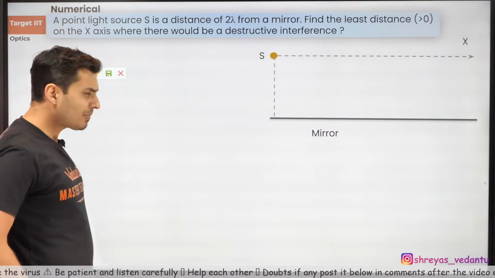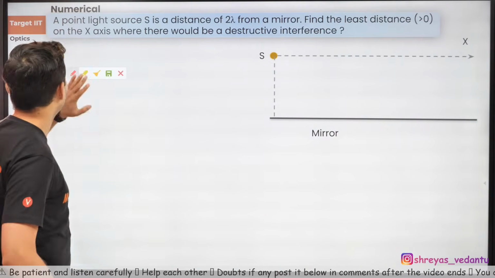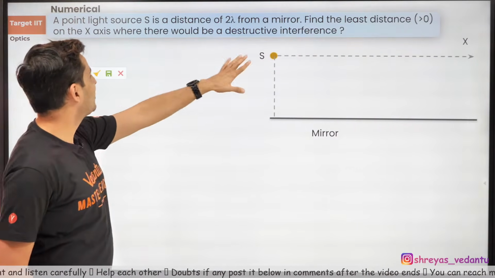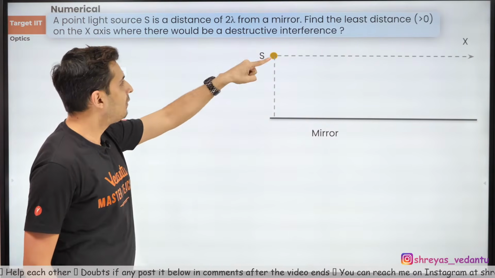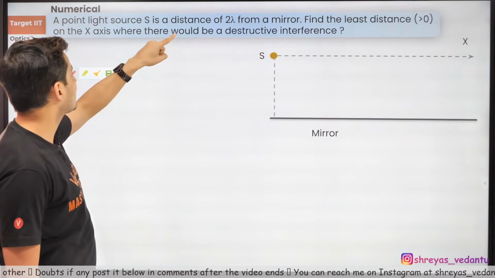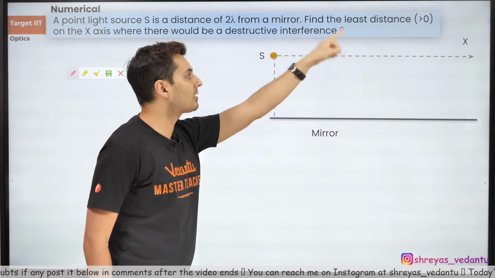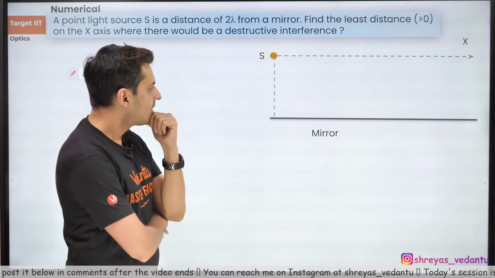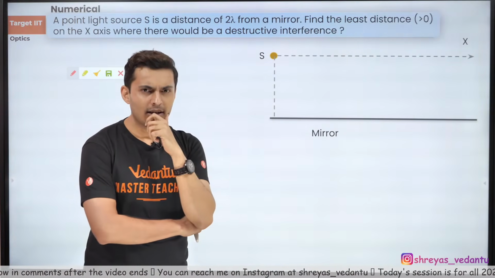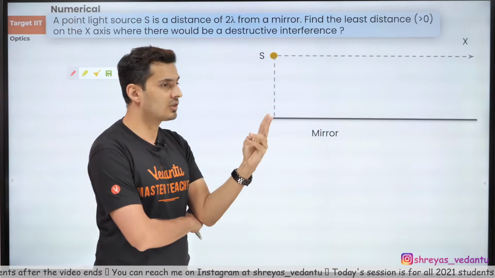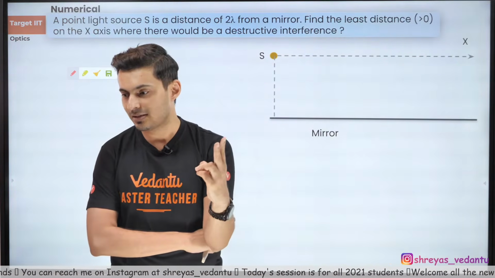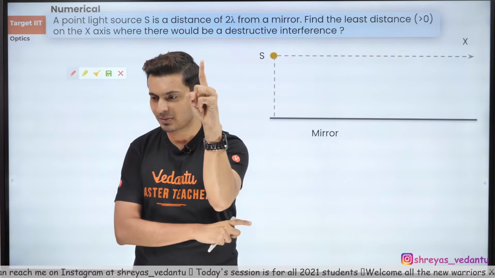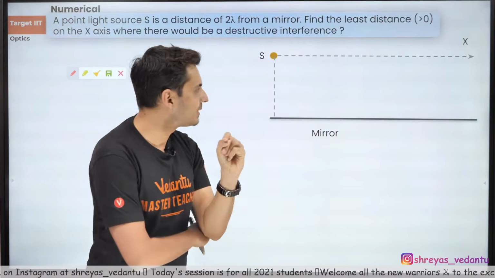It's very similar to that. Okay, so there is a point source of light which is at a distance of 2 lambda from a mirror. Find the least distance on the x-axis where there would be a destructive interference. Now, the first thing that you should worry about is where the hell is the second source, because you need 2 rays to actually create an interference. There is only one source.